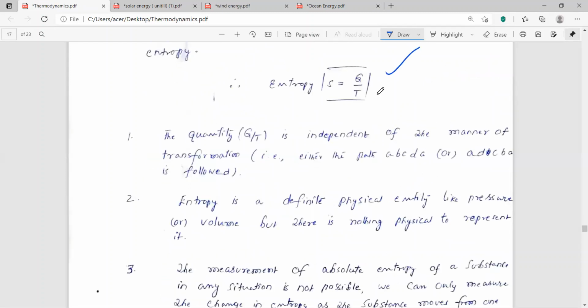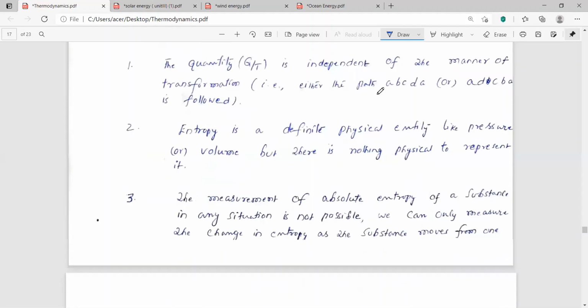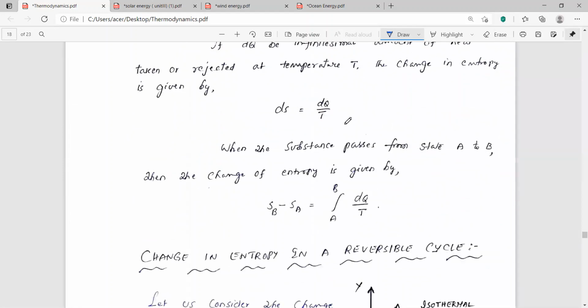But as I said earlier, we cannot measure entropy, we can only measure the change in entropy. So the change in entropy dS equals dQ by T. So this is what is about entropy.